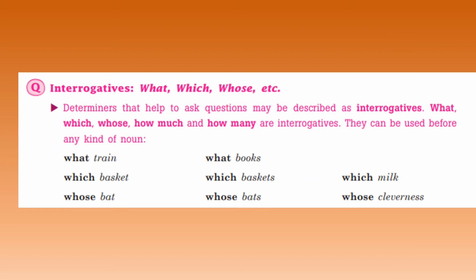Children, the last one is interrogatives. They are what, which, whose, etc. Determiners that help to ask questions may be described as interrogatives. What, which, whose, how much and how many are interrogatives. They can be used before any kind of noun like what train, which basket, whose bet, what books, which baskets, whose bets, which milk, whose cleverness, etc.